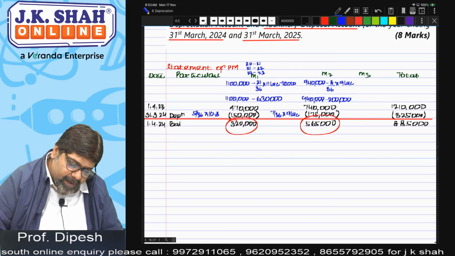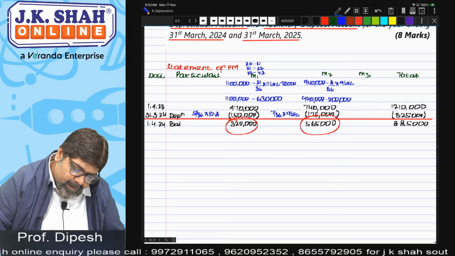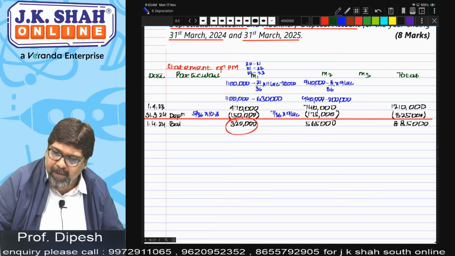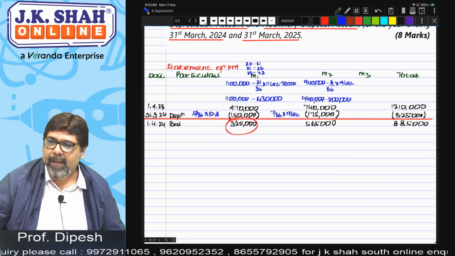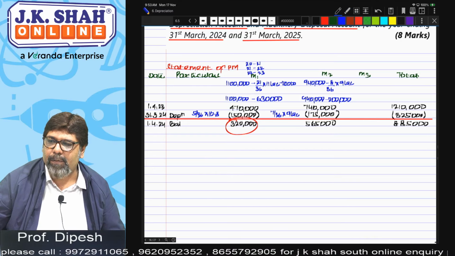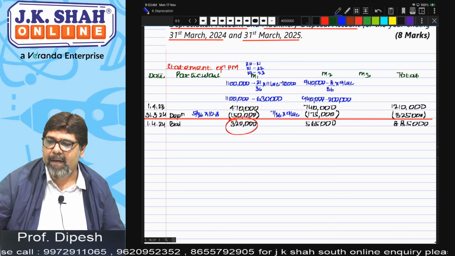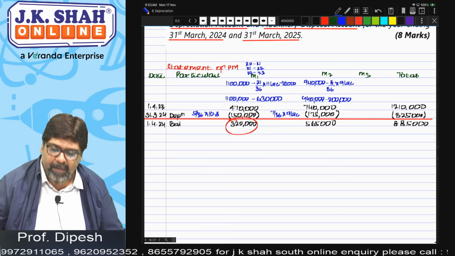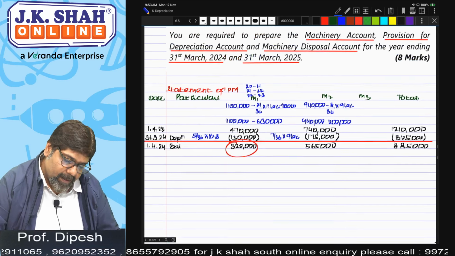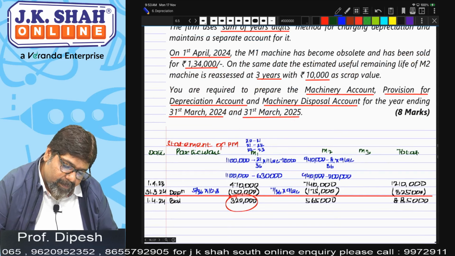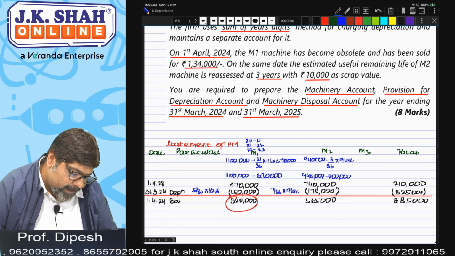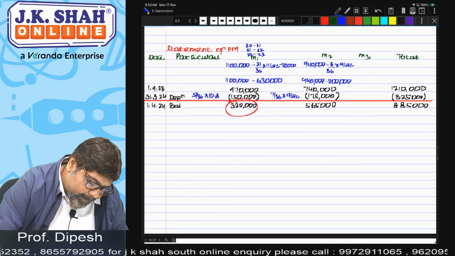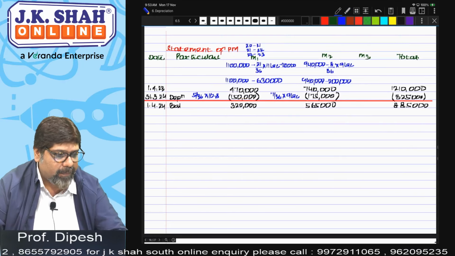No, depreciation is correct. It is 7 by 36 into 9 lakhs. Why? Because 40,000 is scrap value. Balance is 885. Correct? Now chartered, on 1/4/24, M1 has become obsolete. It has been sold for 134. So M1 is sold for 134.